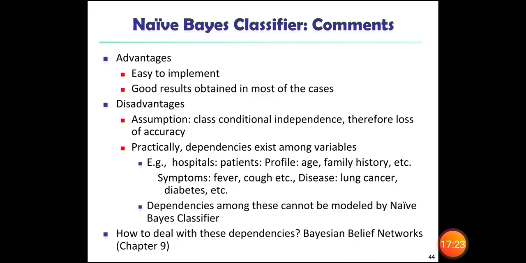And in the same way, if you take symptoms, if you have a fever, there will be a cough, there will be a cold. Like that, there are dependent values here. And a disease, we may have lung cancer because of diabetes, and so on. The values will be dependent values. When you have dependent values, the predictions may be easy, but the calculation will differ. So these are the disadvantages, and dependencies among variables cannot be modeled by the naive Bayes classifier.